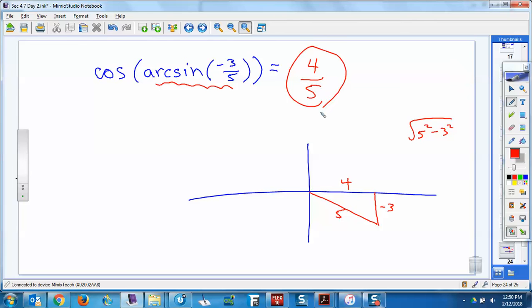Makes sense in quadrant 4. It makes sense it's going to be positive, right? Quadrant 4, cosine is positive. Cosine is adjacent over hypotenuse.